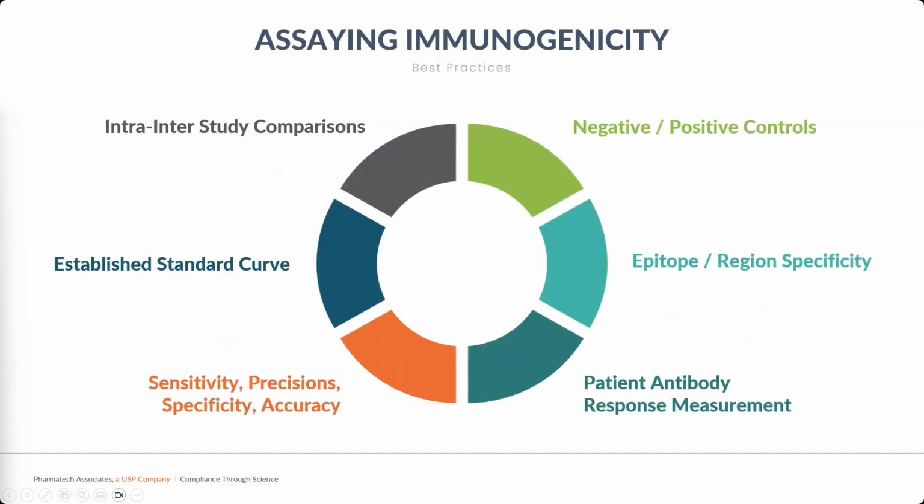Comment about assaying immunogenicity, right? And we talked a little bit about this before, but we'll revisit it for a moment. Number one, we want to make sure that our study comparisons are appropriate and valid, which is to say we always want to go back to our reference material and compare performance of that reference material against the biosimilar. We always want to have positive and negative controls.